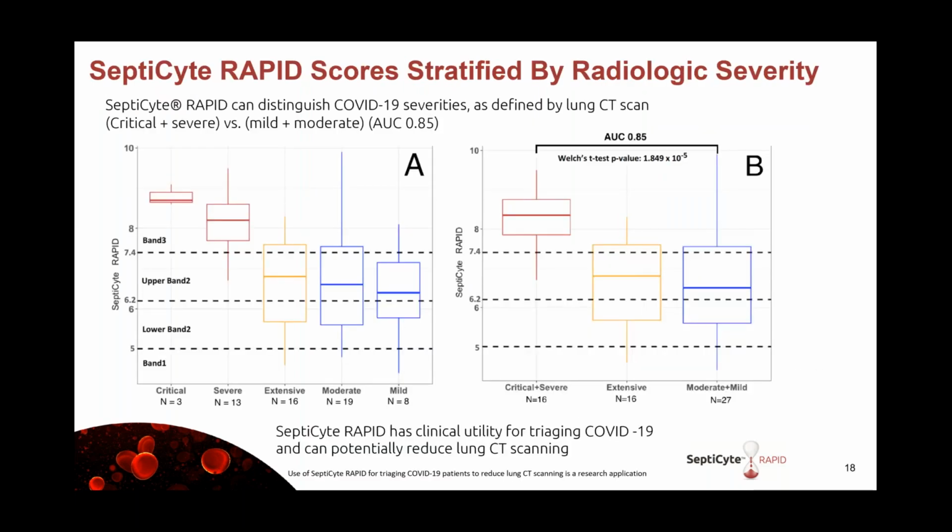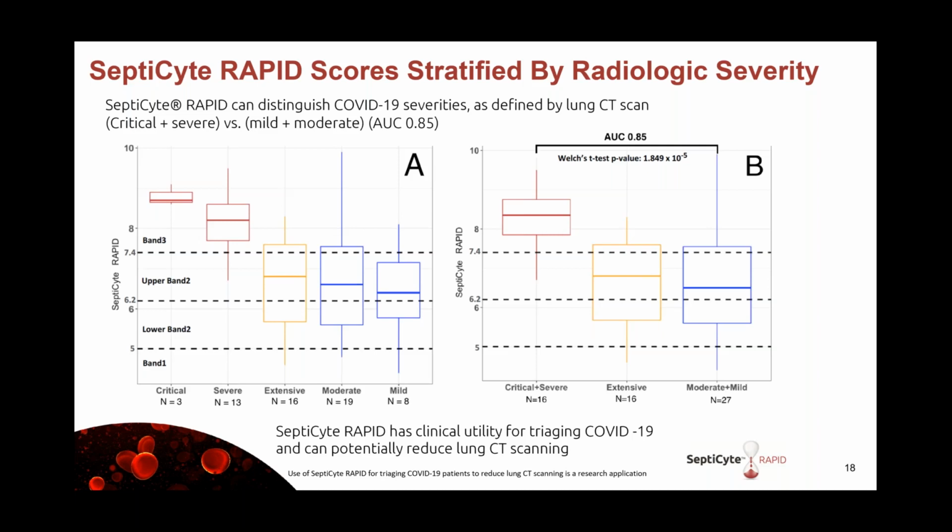An interesting group of patients were studied by radiology using CT lung scans to classify patients from a severe disease standpoint, taking those patients that had the CT scan done and looking at their SeptiCyte RAPID scores and comparing the classification of this group based on their radiological severity of critical, severe, extensive, moderate, and mild. One can see that SeptiCyte RAPID again was able to differentiate those patients that had a severe disease by having a high SeptiCyte RAPID score, generally in band 3, from those patients with mild to moderate and or extensive disease based on radiological CT scan findings.